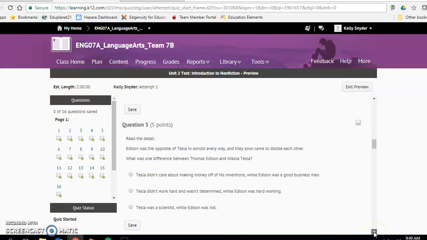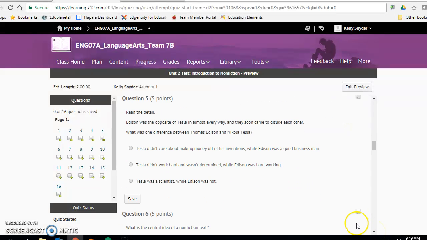Question number 5. Read the detail. Edison was the opposite of Tesla in almost every way, and they soon came to dislike each other. What was one difference between Thomas Edison and Nikola Tesla? Tesla didn't care about making money off his inventions, while Edison was a good businessman. Tesla didn't work hard and wasn't determined, while Edison was hardworking. Tesla was a scientist, while Edison was not. So you're looking for a difference between them.